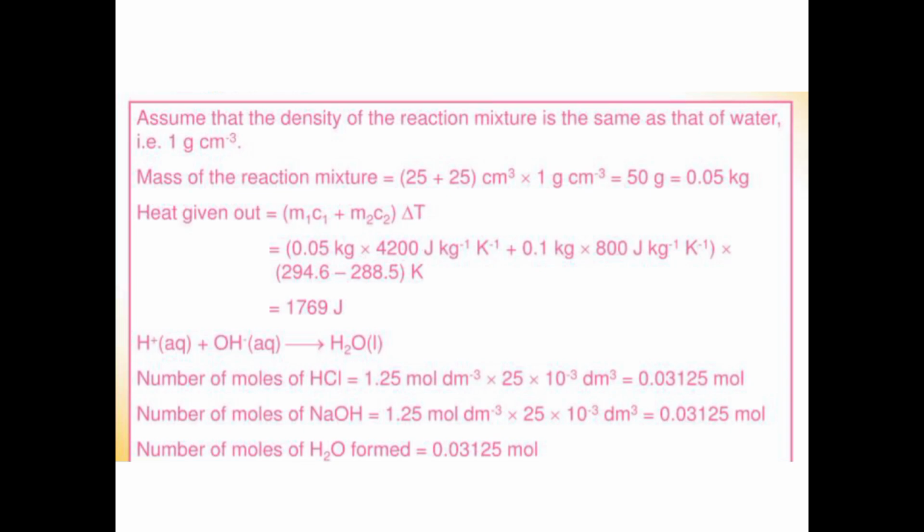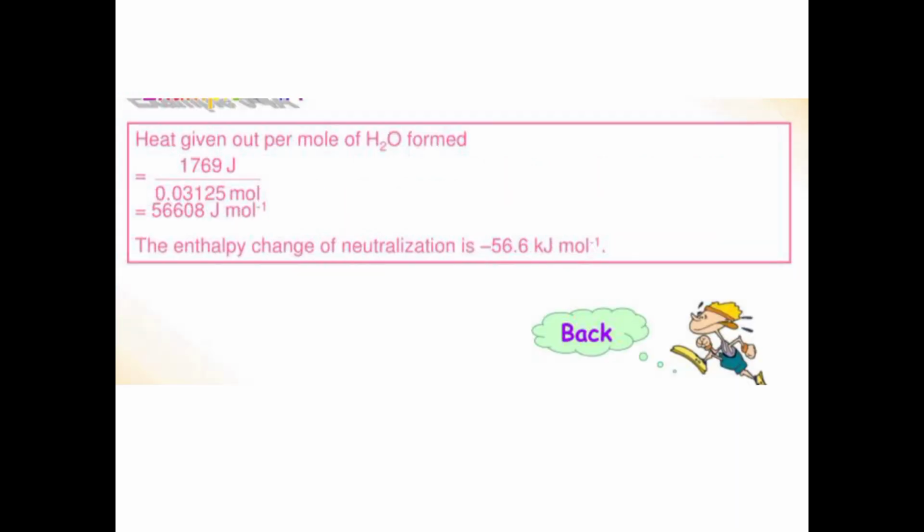So the number of moles of water that is now formed will be 0.03125, because they are coming from H plus and OH minus to give H2O. So the number of moles of water formed here is 0.03125 mole. Then we can now find our delta H. Delta H is equal to Q over N. So that's the quantity of heat that is being produced over N.